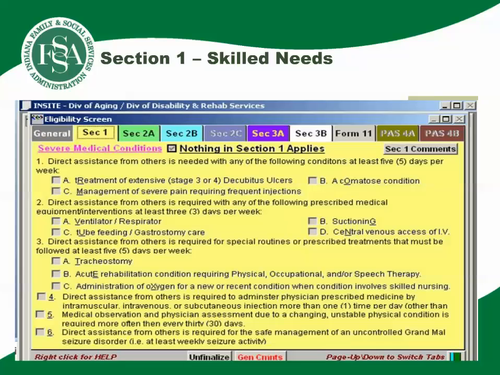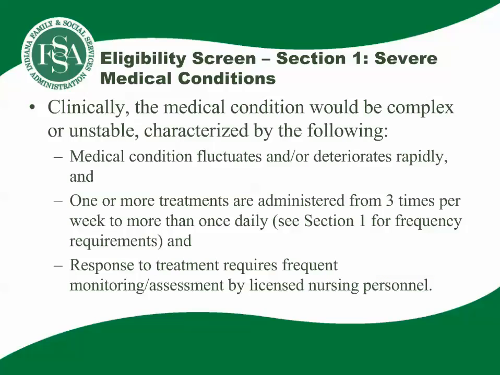Here's a screenshot of the items that are included in section 1 or page 1 of the eligibility screen. Clinically speaking, a medical condition that meets the criteria for one of these checks would be complex or unstable, and that would be characterized by the following situations. The condition must be fluctuating and/or deteriorate rapidly. One or more treatments are administered from 3 times per week to more than once daily.